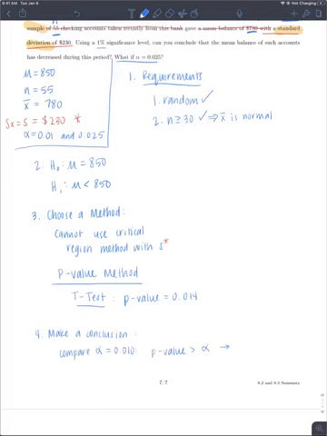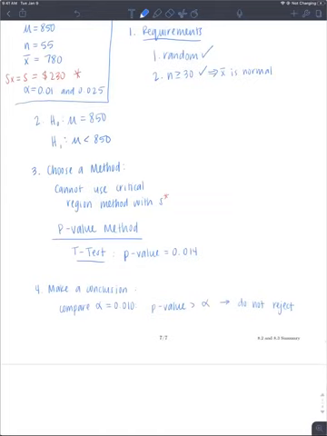Yeah, exactly. Remember, you're never going to accept. You always say do not reject. When you write out the interpretation, you would say there's not enough evidence to conclude that it's equal to 850, or there is enough evidence to conclude it's less than 850. We'll write that out in a second. So do not reject H naught. If I compare to alpha equals 0.025, is my p-value less than or greater than alpha?